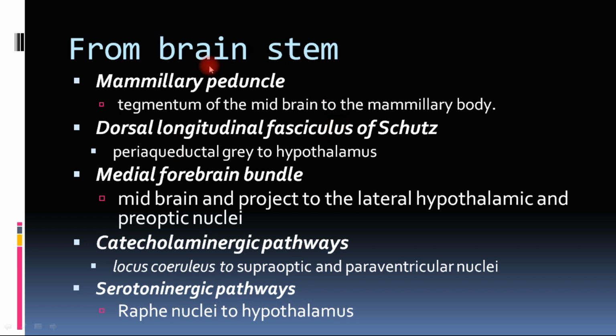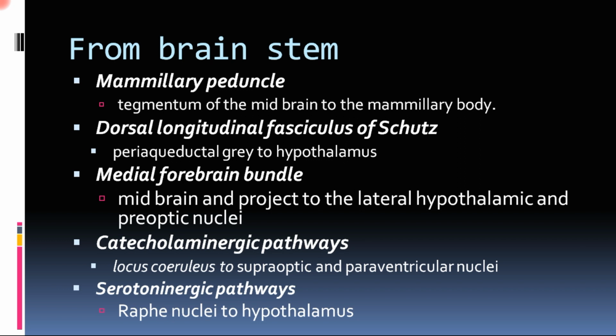Now coming to the other afferent tract, the catecholaminergic pathway. As you know, the locus coeruleus is a center of catecholamine secreting neurons, norepinephrine especially. The neurons arising from the locus coeruleus go to various parts of the brain and supply norepinephrine to perform various functions.